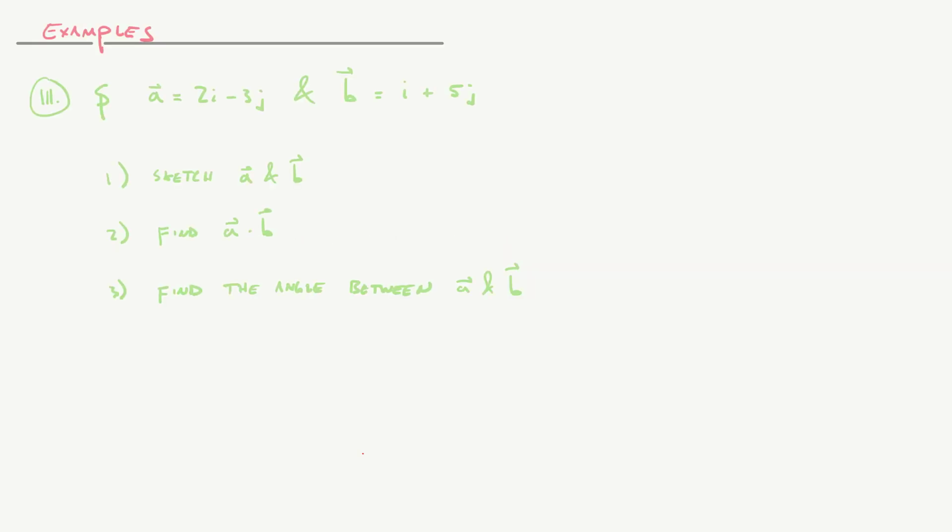Okay, so example 3. Suppose that vector A is 2i minus 3j and vector B is i plus 5j. Number 1, sketch both these vectors. Number 2, we're going to find the dot product between them. And then number 3, we're going to find the angle that's between them as well. 2i minus 3j has a position vector 2, negative 3. There it is. i plus 5j has position vector 1, 5. There it is. Number 1, complete.